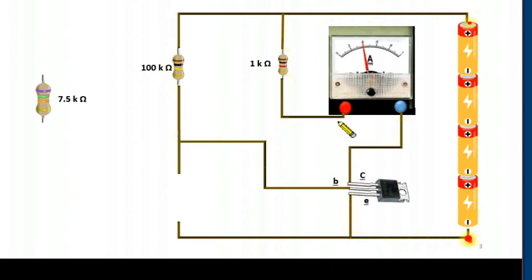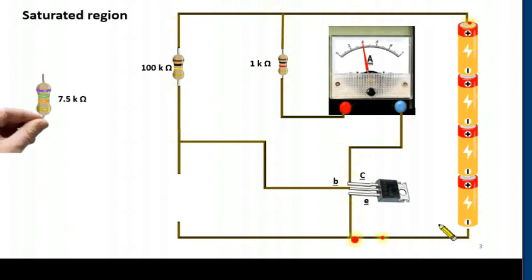So since that is the maximum, we call this region the saturated region, or saturated state, because maximum current is now passing through this transistor. We can't increase the current through this transistor more than that in any way. Therefore we call the transistor to be at saturated region or saturated state. So now we are connecting this one.